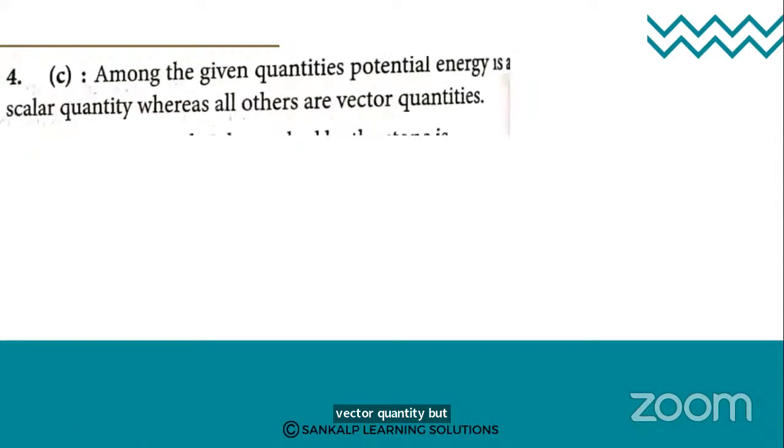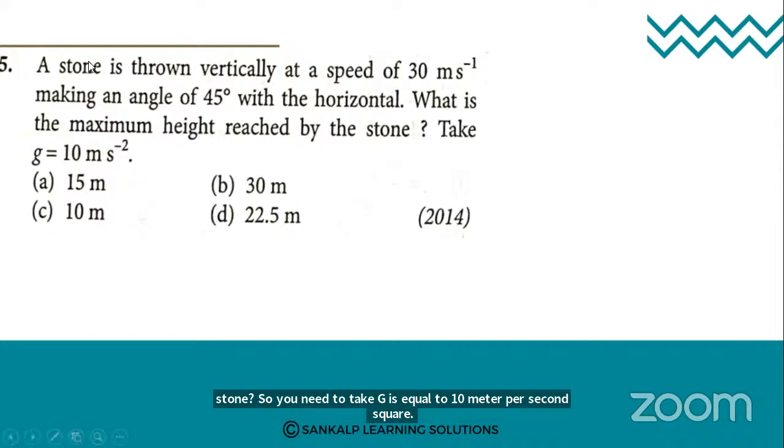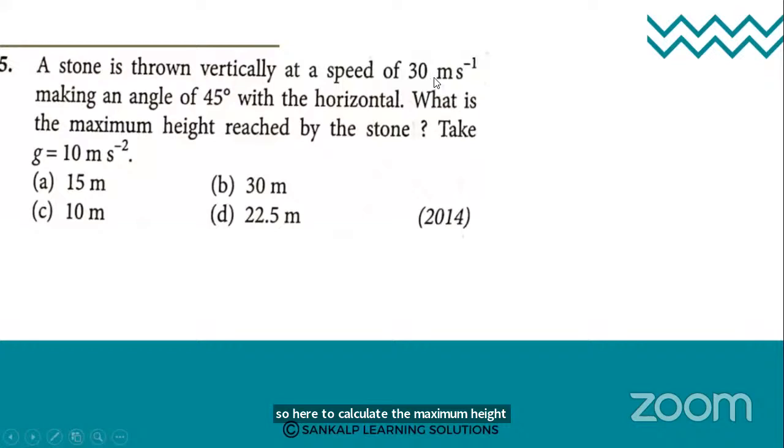See the next one. A stone is thrown vertically at a speed of 30 meter per second, making an angle of 45 degree with the horizontal. What is the maximum height reached by the stone? So you need to take g is equal to 10 meter per second square. So here to calculate the maximum height reached, what all they have given, see. That is the speed, vertical speed means the initial velocity is given, the angle is given, you need to calculate the maximum height.